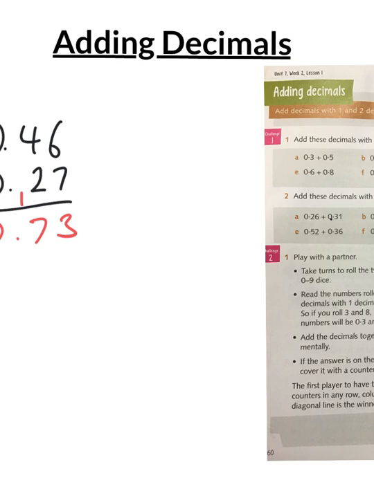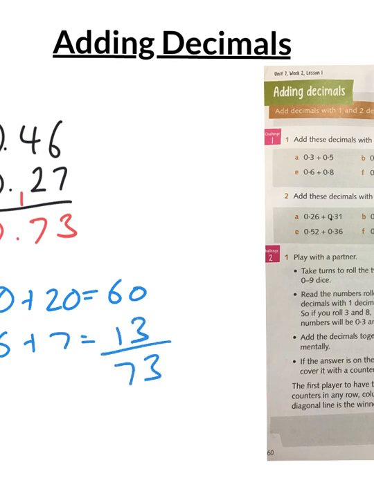When you're doing that mentally, you could think to yourself, as with your normal counting column strategies, adding the tens, 40 and 20 would give you 60, and adding the units, 6 and 7 would give you 13, but then remembering that our sum is to two decimal places, so our answer must also be to two decimal places. So your answer is 0.73. The more of these you do, the more efficient the mental strategies you will come up with, and you'll get quicker at them.